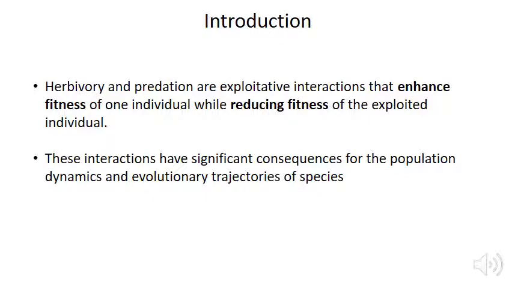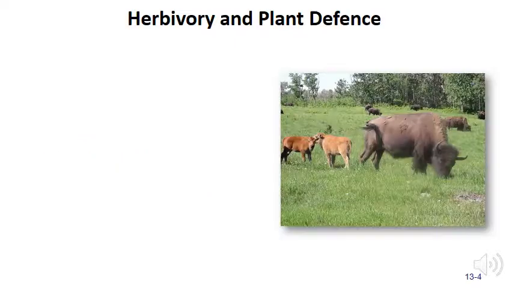So just by way of introduction, herbivory and predation are exploitative interactions that enhance fitness of one individual and reduce fitness of the exploited individual. So as you might expect, these interactions have significant consequences for the population dynamics and the evolutionary trajectories of both of these species.